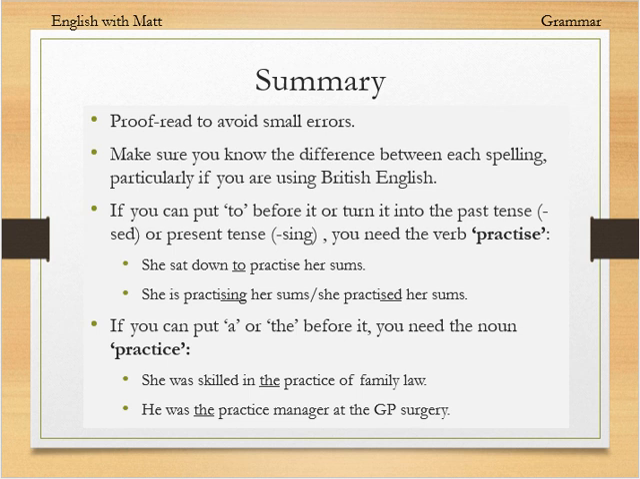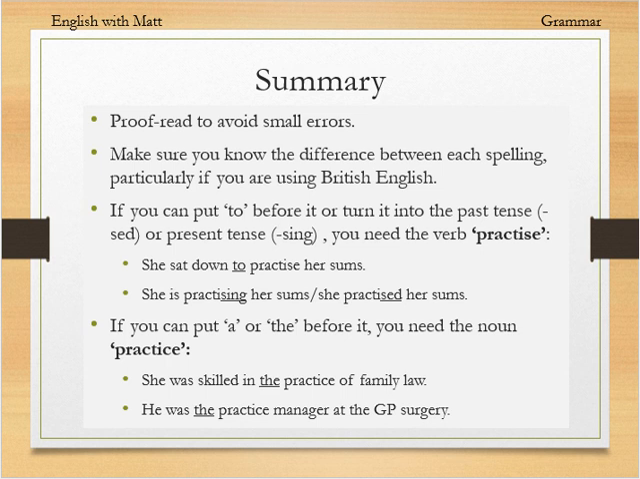So therefore, make sure that you know the difference between the two spellings, particularly if you are using British English. So Americans, you're kind of off the hook for this one. The rule is, again, something you can say to yourself: if you can put "to" before the word practice, or turn it into the past tense practiced, or the present tense practicing, then you need to use the verb practice with the S. She sat down to practice her sums. She is practicing her sums. She practiced her sums. So in that kind of rule, you need to use the S version.